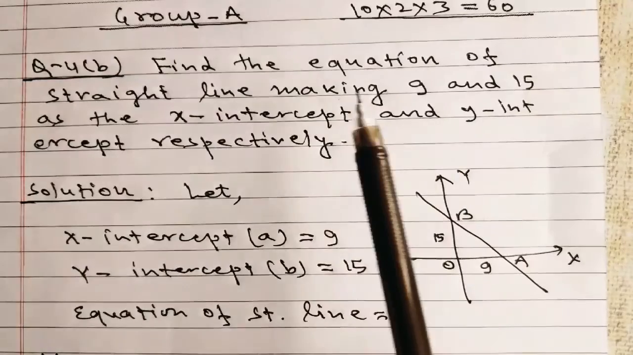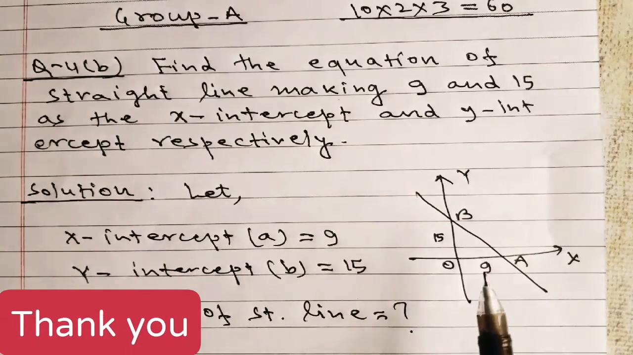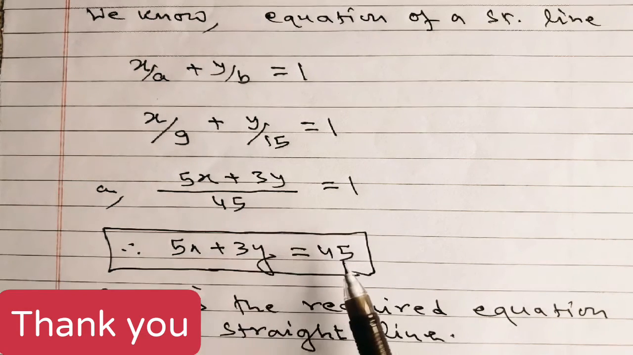So when the x-intercept is 9 and the y-intercept is 15, then the equation of the straight line is 5x plus 3y is equal to 45.